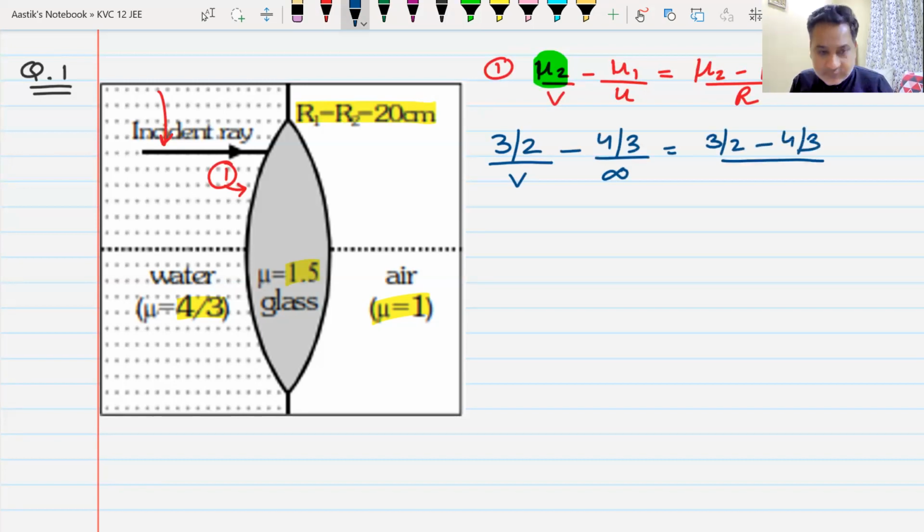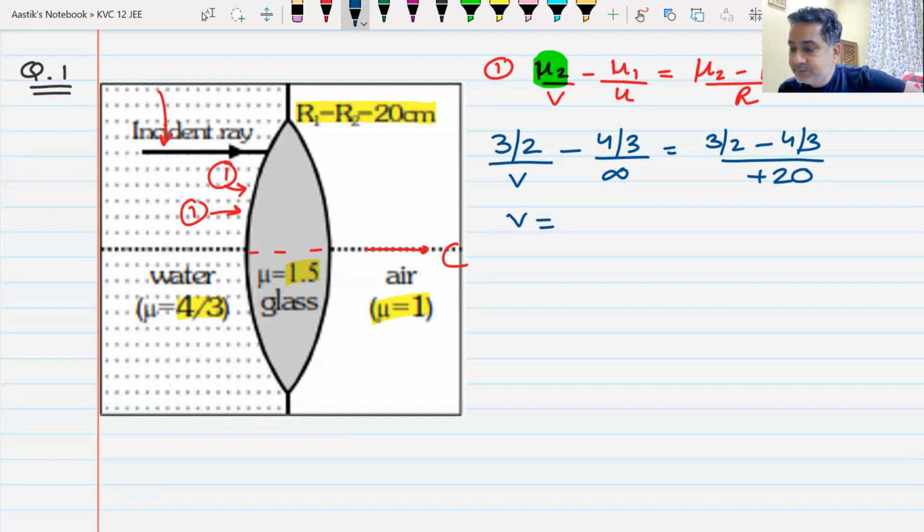What is the value of this R? What is the value of R? 20. Plus or minus? Plus 20. Well done, because we are talking about this surface and its center of curvature would be somewhere here. This is a convex surface, so R must be positive. Solving this, you will get the value of V. Can someone quickly tell me the value of V that you are getting, so that I don't waste time here?